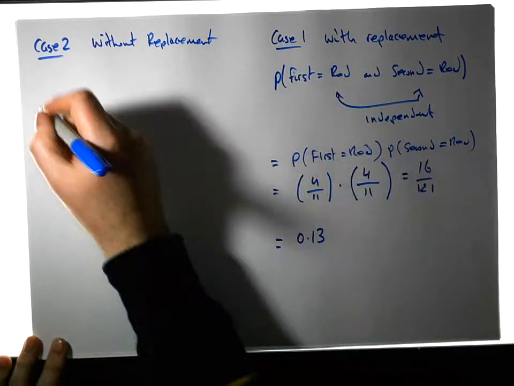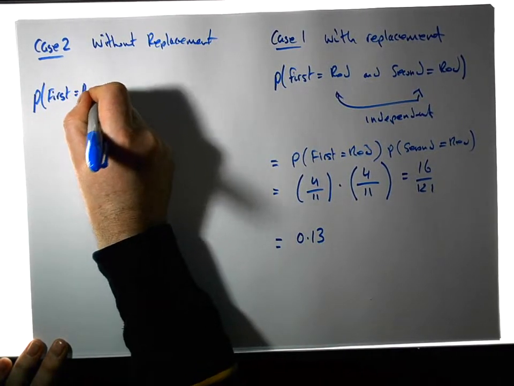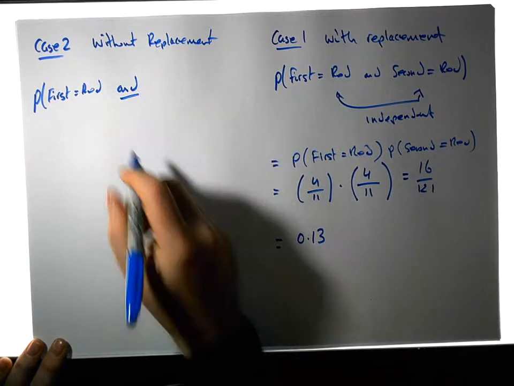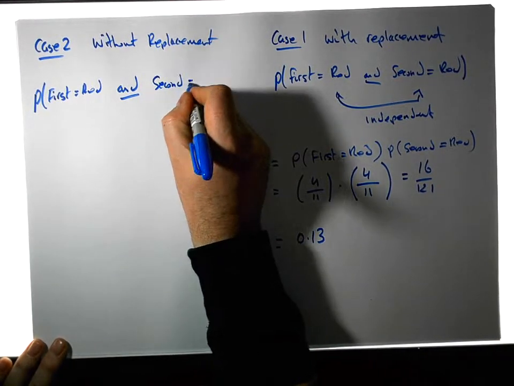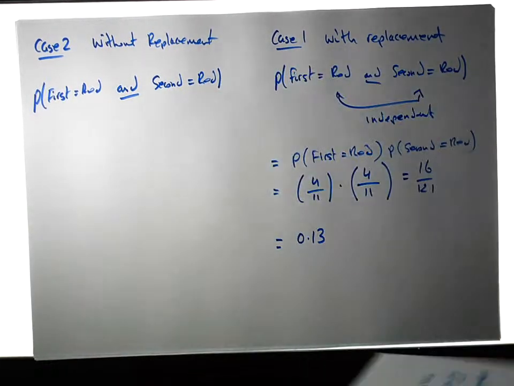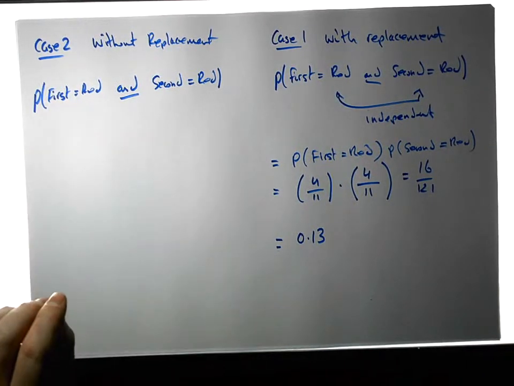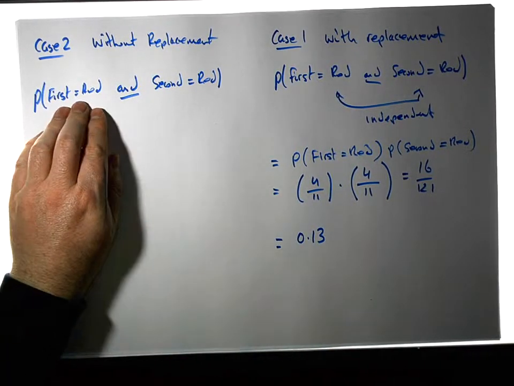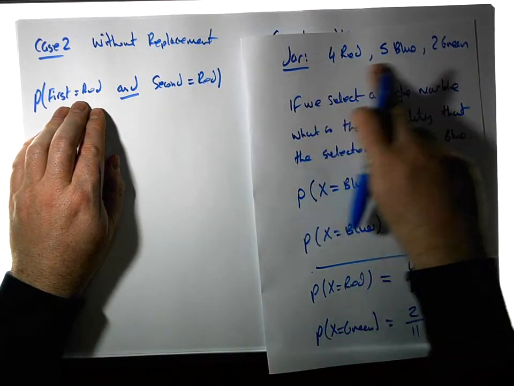And what I want to calculate is the probability that the first is red, and, keyword "and" is the multiplication rule, and the second marble is also red. Because we know it's without replacement, after we take the first marble out, the probability of getting the first marble is still, don't forget, there's 4 marbles that are red. There's 4 chances out of 11.